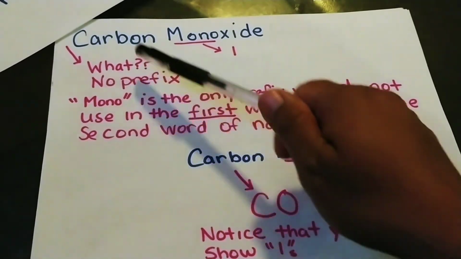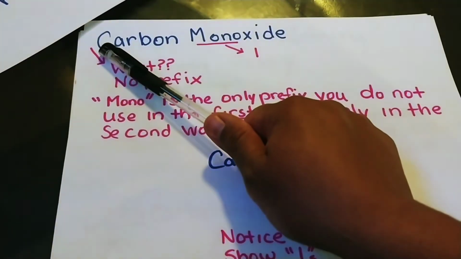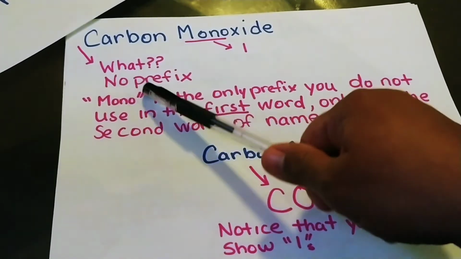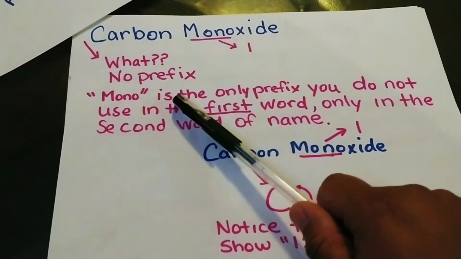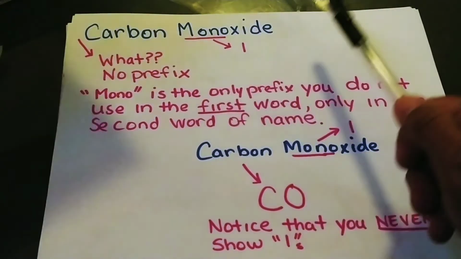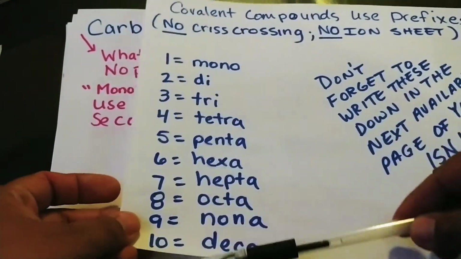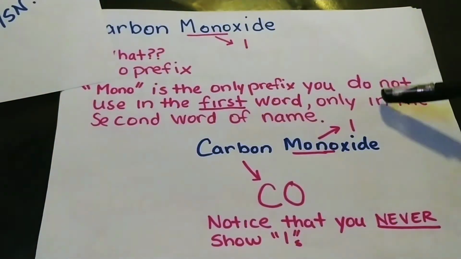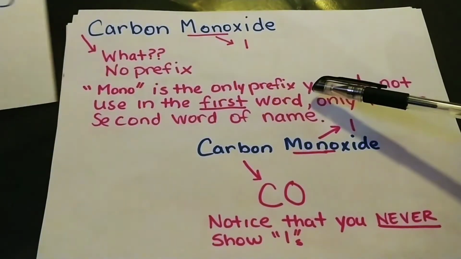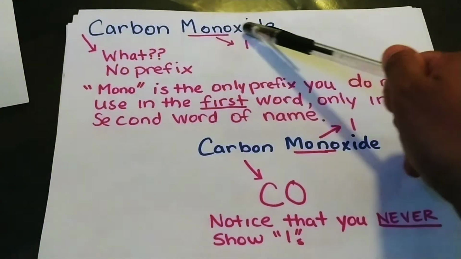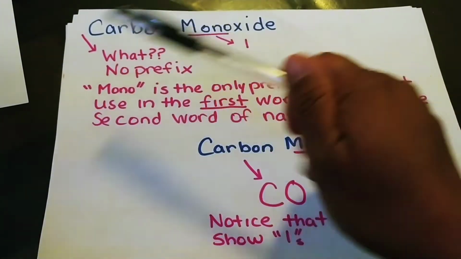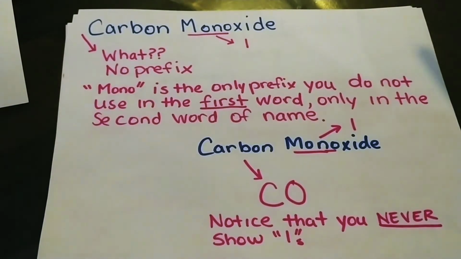So if you notice, there's no prefix in front of that carbon. So I put down what? No prefix. That's because mono happens to be the only prefix out of these 10 that you cannot use in the first word. You can use it in the second word of the name, but never on the first word. No other prefixes do that.